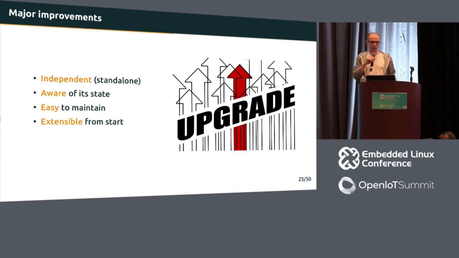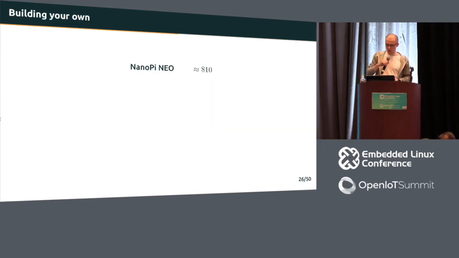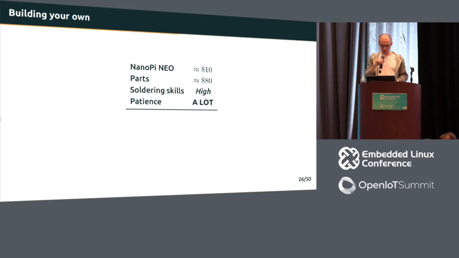With that, we've finally got a standalone device that does not need access to the test server anymore, which is aware of its state, and not only its state, but also the device under test that it controls, which is pretty easy to maintain and extensible from the ground up. And if you would like to build your own, if it would be beneficial for you, you should get equipped with a NanoPi Neo, which goes for around 10 bucks. Parts for the MuxPi board cost around $80, and it was for, I believe, 30 units we made around December. But also high soldering skills and a lot of patience.